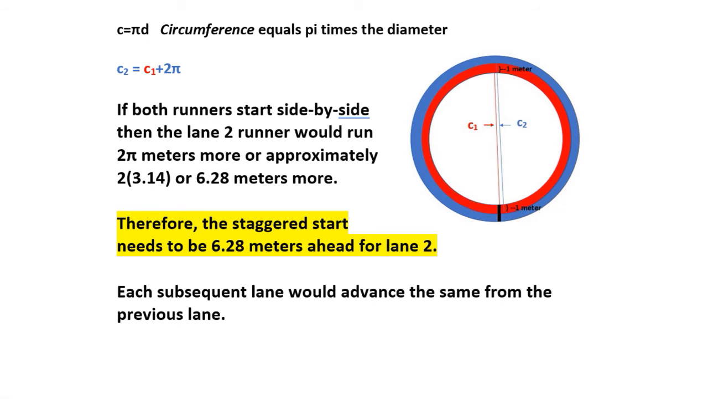And that 2 pi is what our stagger needs to be, because otherwise the runner in lane 2 would be running an extra 6.28 meters. So to compensate for that, we move the staggered start for lane 2 up 6.28 meters, and lane 3 would go up another 6.28 and so forth. And so that is our solution to this problem.